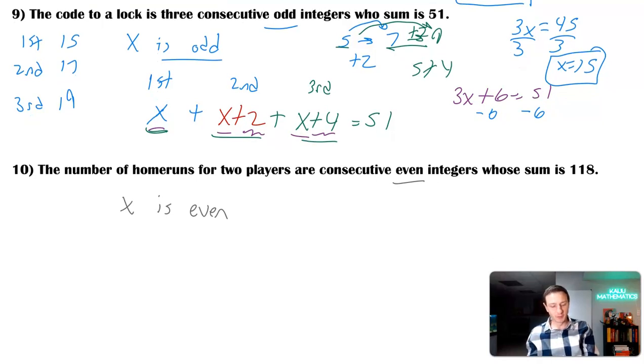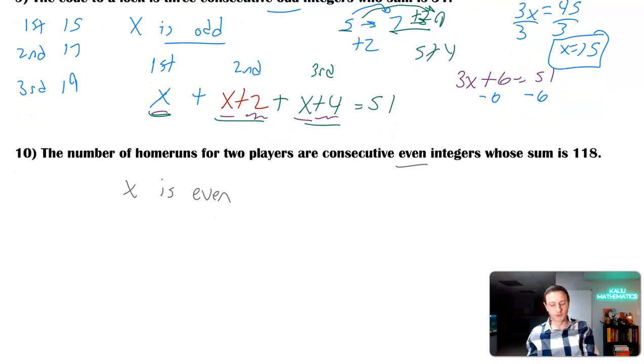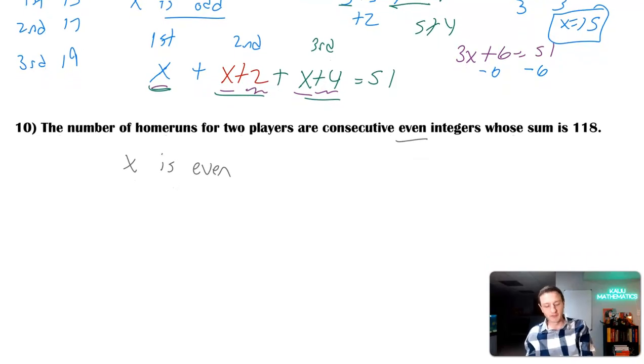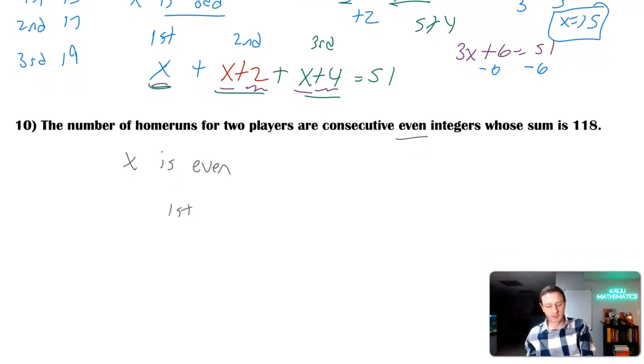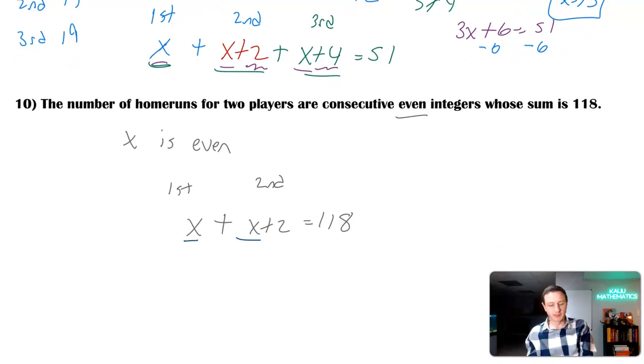It says the number of home runs for 2 players are consecutive even integers whose sum is 118. So x is even, so my first player is x. My second player is a consecutive even integer, so x plus 2. And those two totals added together is 118. So x plus x is 2x plus 2 equals 118. Subtract 2. Going through the solving a little bit quick. 2x equals 116.